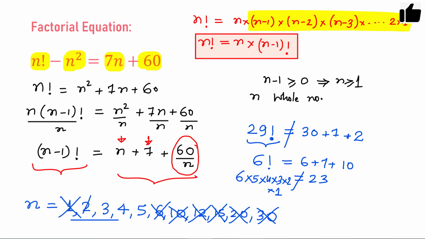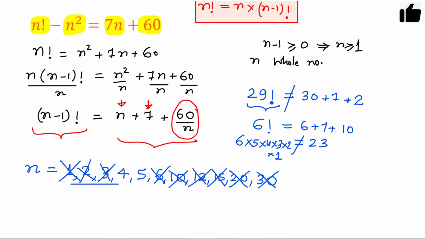For example, let us check. Let us check for 4. So 4 minus 1. Basically, in the previous case it should be 5 factorial because n minus 1. When I'm taking n equals 6, this will be 5 factorial. But anyway, this will not be equal to 23. 5 into 4, 20, 20 into 3, 60, into 2, 120. Now let us take 3. So 3 minus 1, 2 factorial, is not possible. Let us take 4. 4 minus 1, 3 factorial, and this is equal to 4 plus 7 plus 60 by 4, that is 15. This is also not a solution. So these are not solutions.